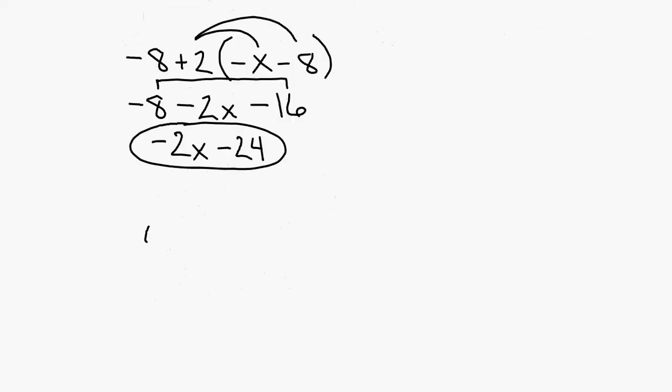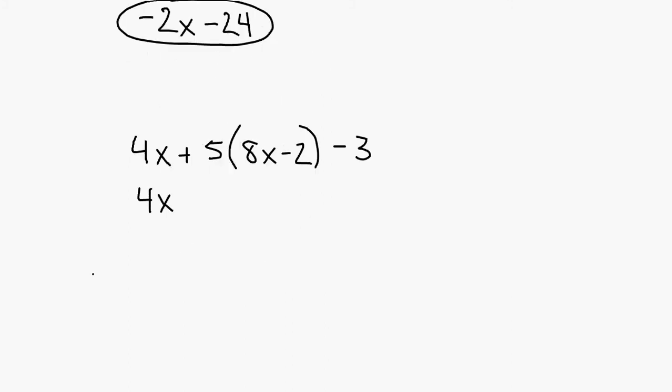4x plus 5, and then in parentheses, 8x minus 2, and then a minus 3. So again, you're going to do the distributive property first, but everything else just has to get rewritten. So the 4x comes down. You got a positive 5 times an 8x, and that's a positive 40x. And then the positive 5 times the negative 2, and that's negative 10. And then this negative 3 just gets rewritten.